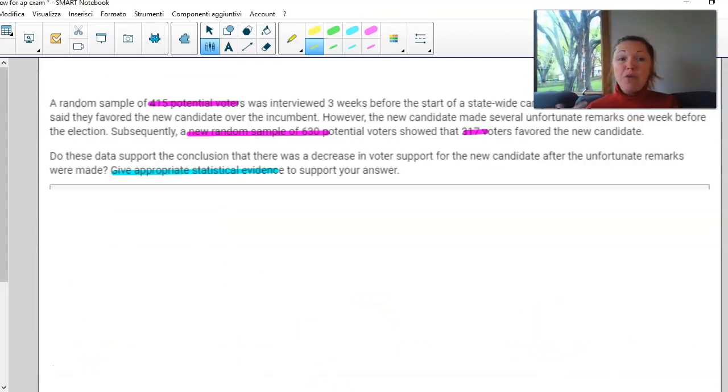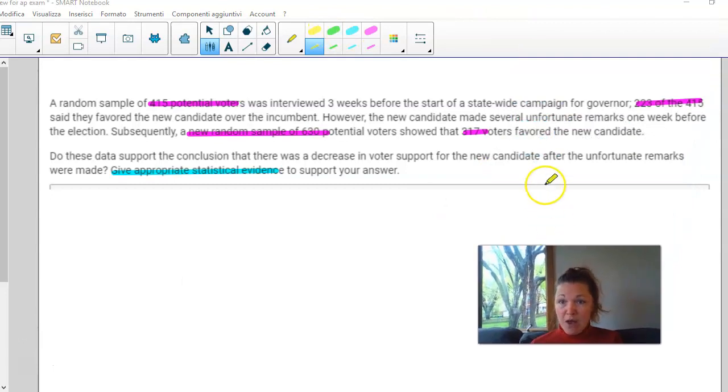A random sample of 450 potential voters was interviewed 3 weeks before the start of a statewide campaign for governor. 223 of the 415 said they favored a new candidate over the incumbent. Hopefully right away in your head, you are thinking, this is a proportion. This is categorical data. Okay.